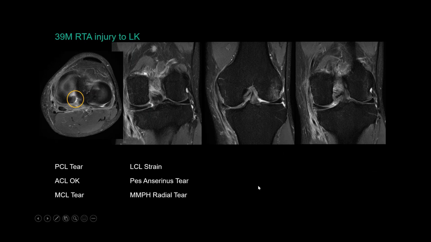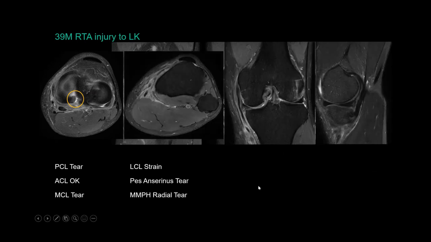Moving on. This is just to better demonstrate the injury to pes anserinus, where the insertion is. So you do need to trace the pes anserinus tendons all the way down to where they insert. So in this case, I cut off the lower portion of the image to try and fit it into the screen, but it is there.